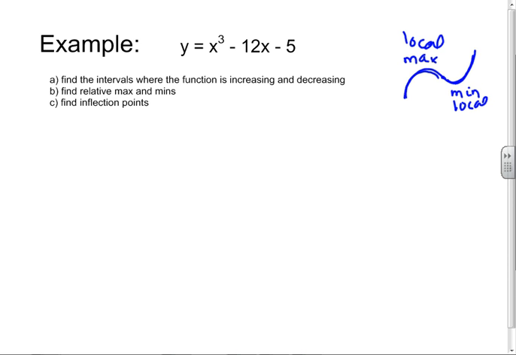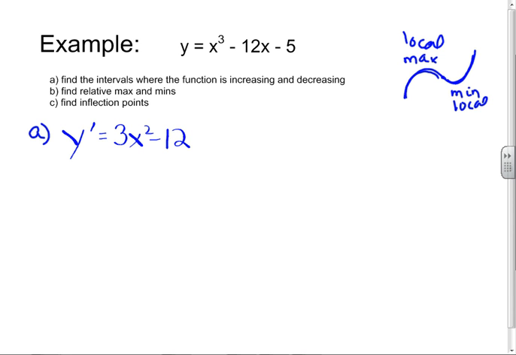So how are you going to find it? I don't have endpoints now. So how do you find where the function's increasing and decreasing? The derivative. So let's find the derivative. I didn't make it too horrible. So what's y prime equal to? The algebra that gets us more than anything. 3x squared minus 12. And I want to know where that's going to be positive and negative.